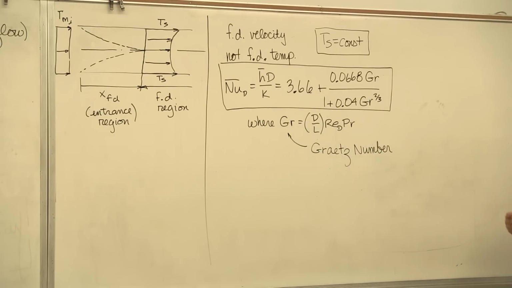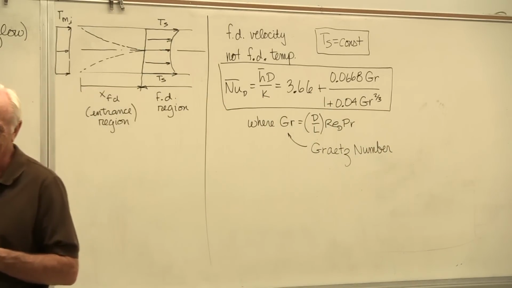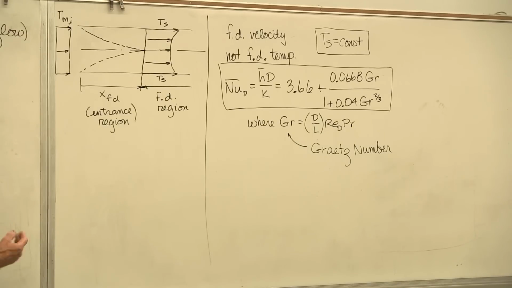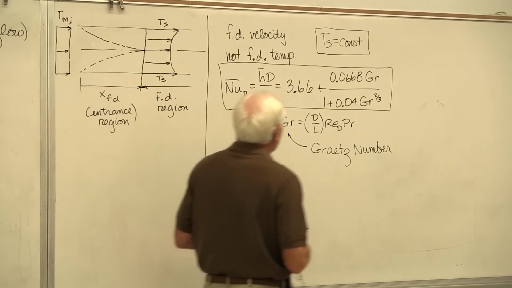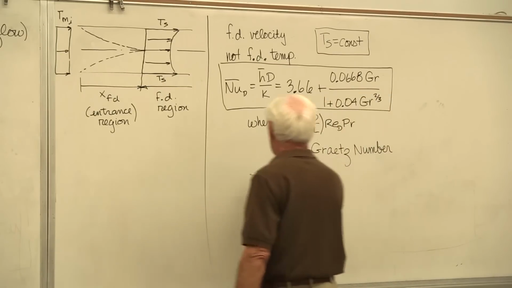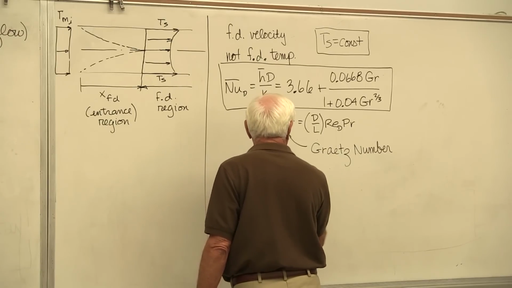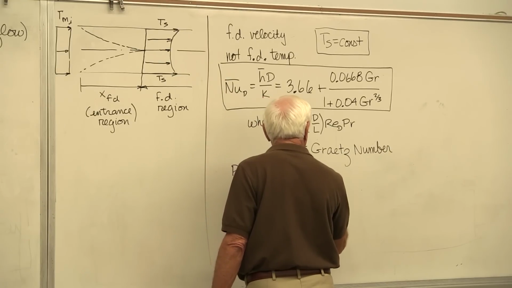Our equations in heat transfer are typically formulated in terms of dimensionless parameters because they're so useful. That's why in ME 312, you spend part of the time going over dimensionless numbers because they're so important to engineers. Properties at T mean bar. T mean bar is the average of the inlet and the outlet.